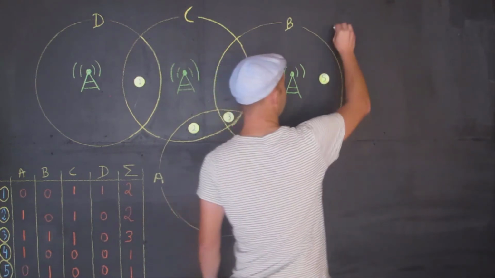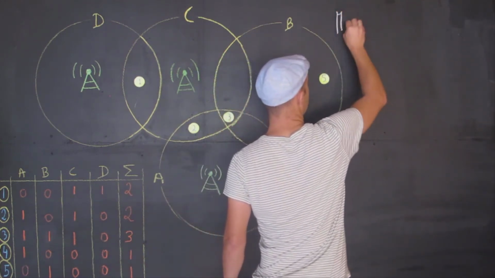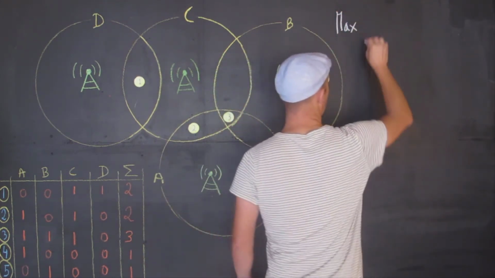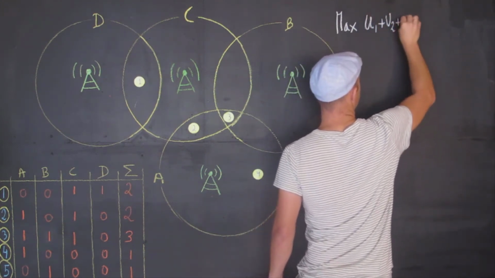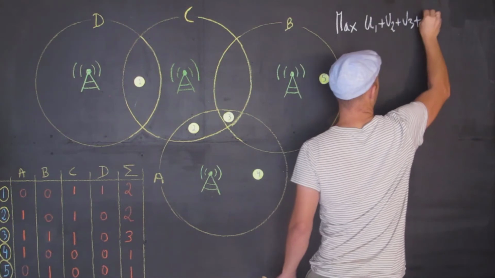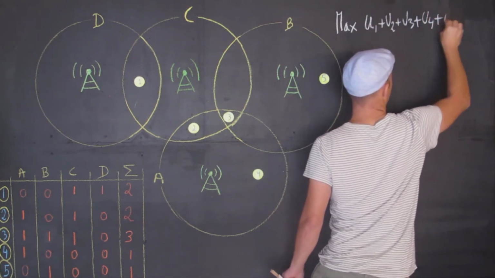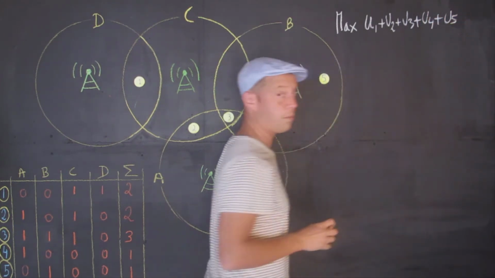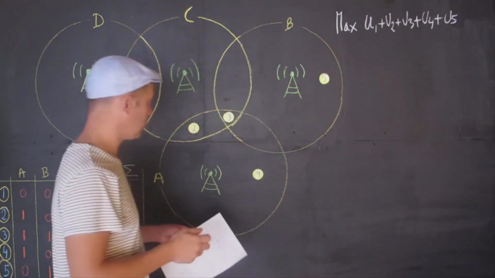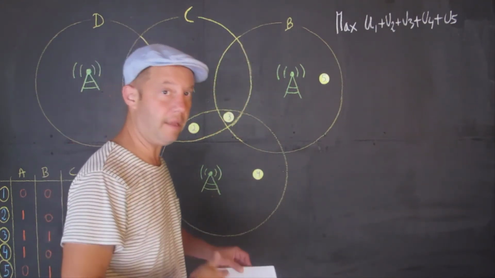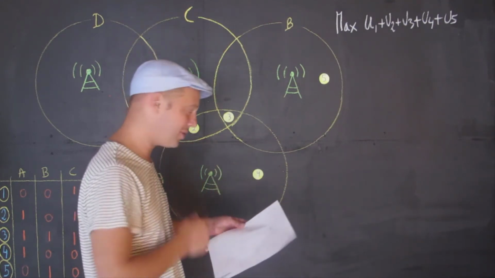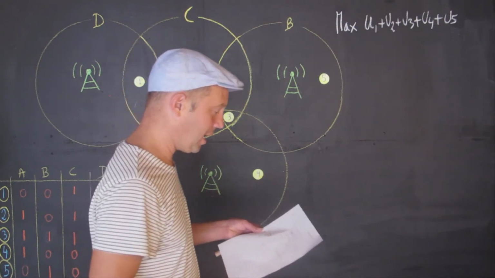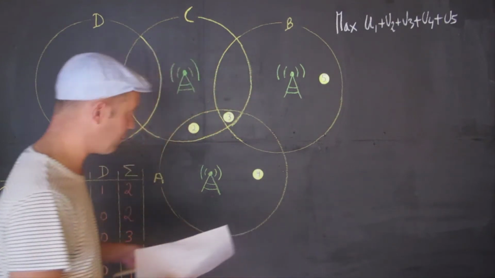So our objective function, I hope you can read it: maximize u1 plus u2 plus u3 plus u4 plus u5, subject to the constraint. Remember, the constraint says that if a demand node is covered twice, there must be at least 2 facilities to cover that demand node. So we're going to do demand node by demand node. We're going to look at the first one.